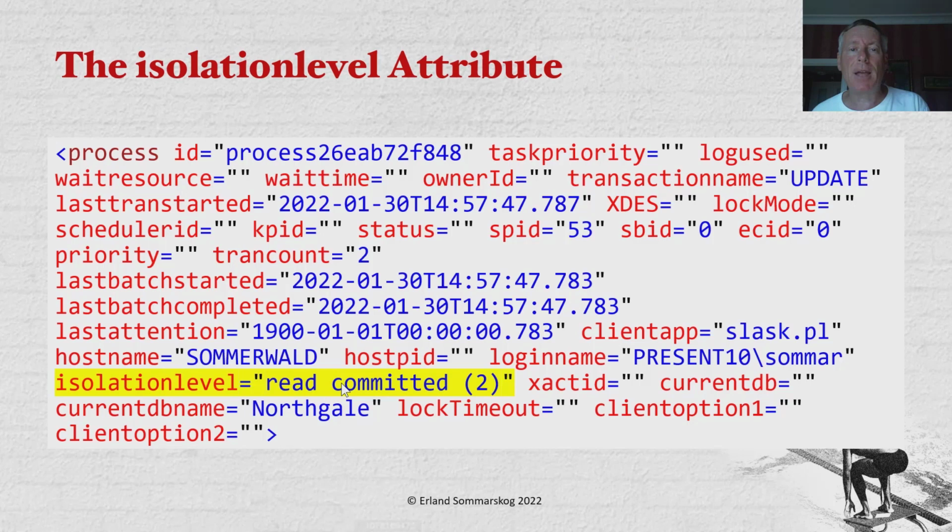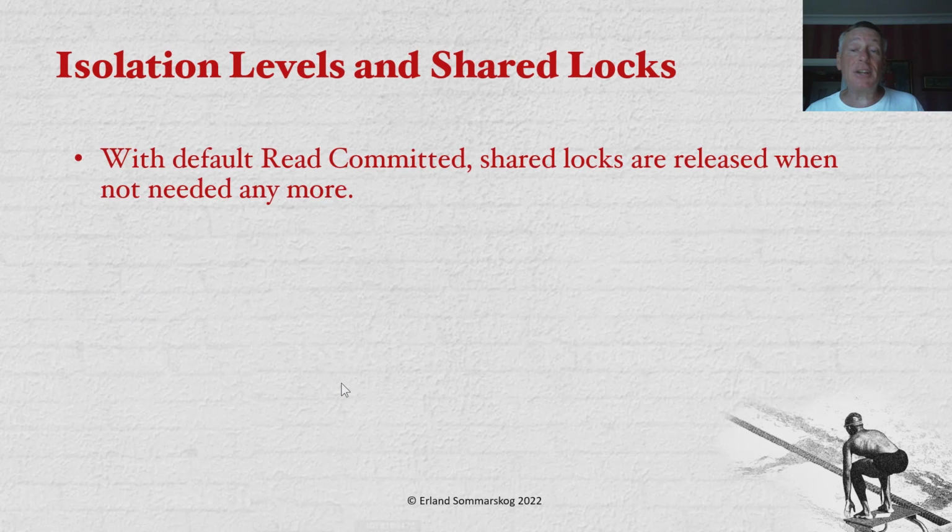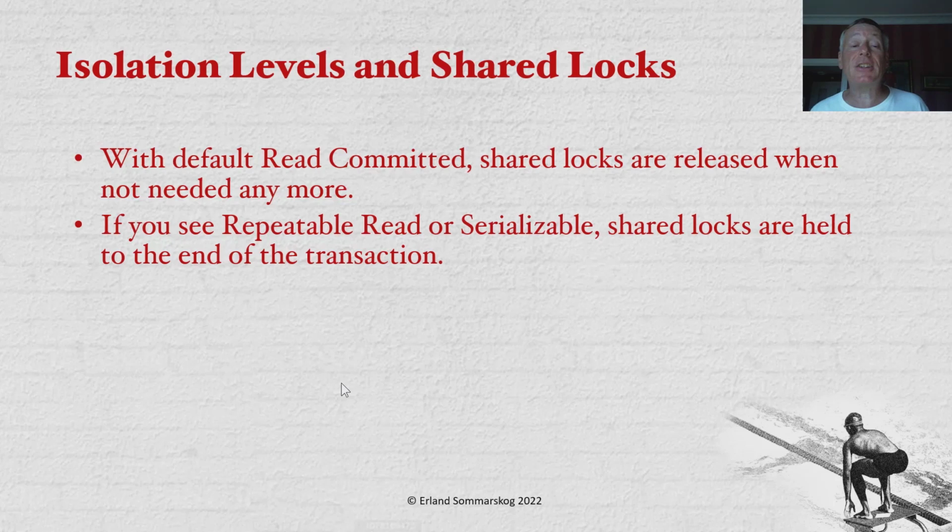The last attribute we're going to look at is the isolation level attribute. In most cases, you will see read committed here, and with that isolation level, share locks are released when they are not needed anymore. And that could even be before the statement ends. But if you see repeatable read or serializable, this means that share locks are being held to the end of the transaction. Now, there might be perfectly good cases where you have this isolation level. It does mean the locks are being held longer and a higher risk for deadlock.